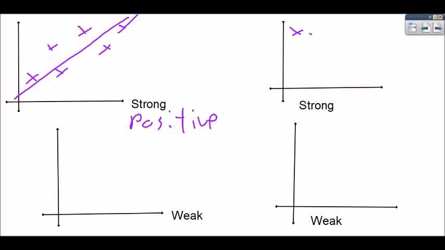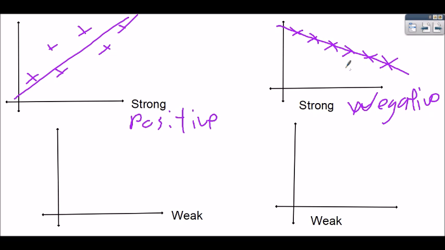I can also have it where it's perfectly in a straight line. This is the most ideal and the most strong because all of my x's hit one single straight line. So we would say this is strong negative, because my slope is going downward.